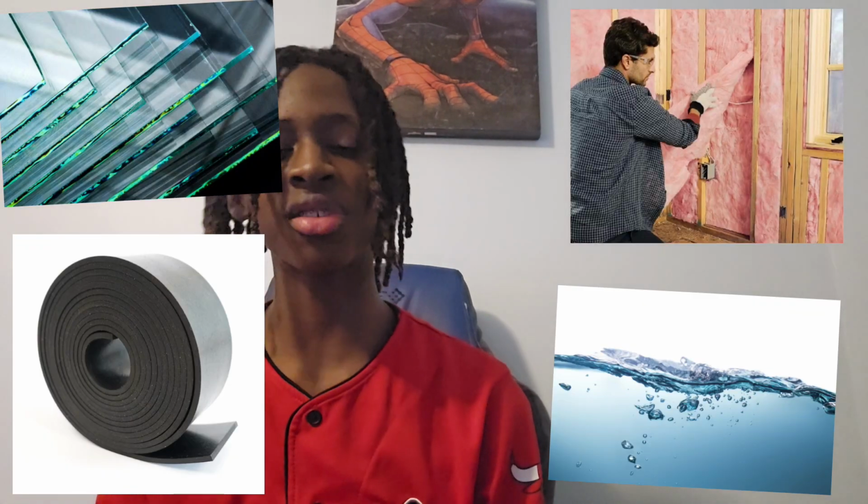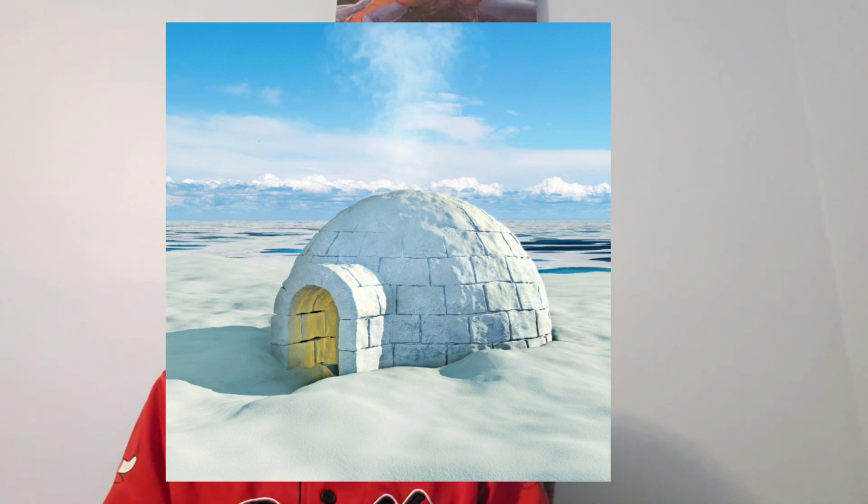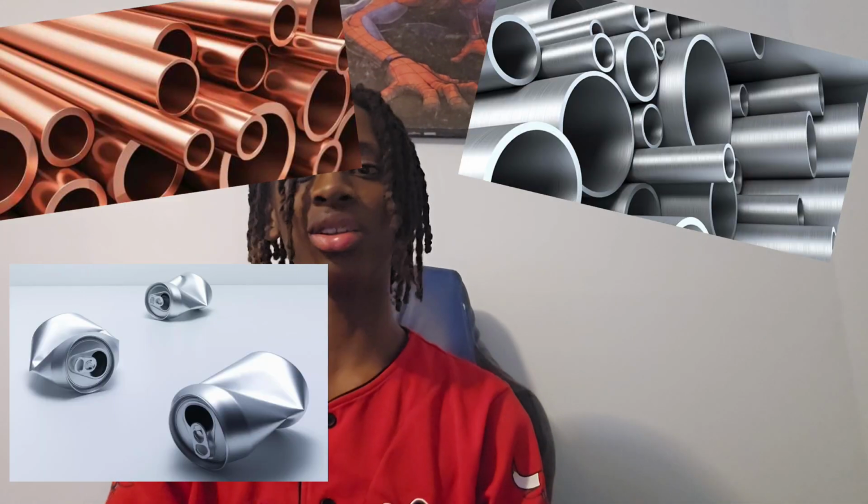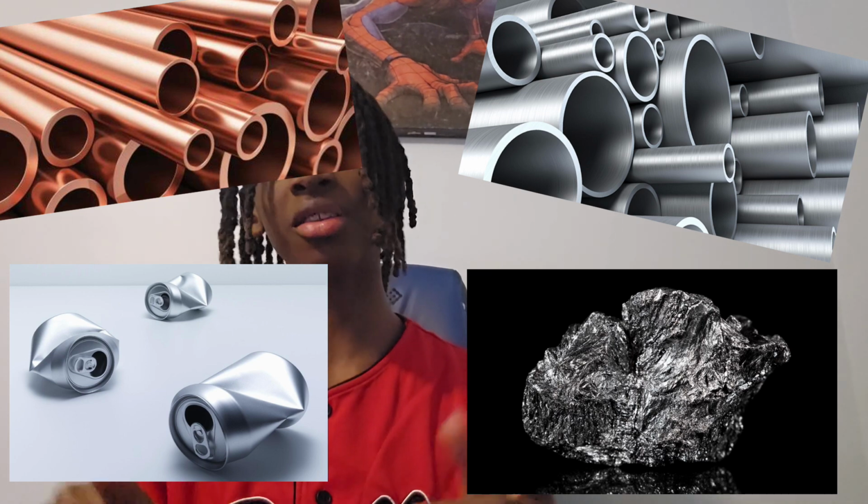Alright, now I'm going to talk about insulators and conductors. An insulator is any material that stops heat from easily transferring through, while a conductor is any material that easily allows heat to transfer through. Some examples of good insulators are glass, fiberglass, rubber, water, and an interesting one, an igloo. While some examples of conductors are copper, steel, aluminum, graphite, and another interesting one, the human body.